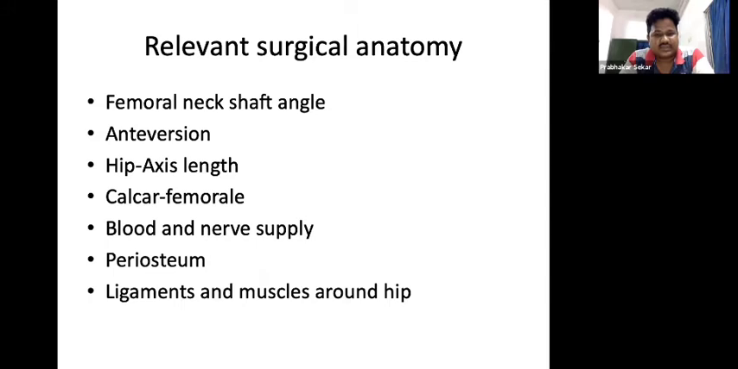So some basic surgical anatomy before going to the non-union. First, I'm moving on to the femoral neck shaft angle, anteversion, hip axis length. These are some ideal landmarks you should know. Then calcar femorale, blood supply, periosteum and ligaments and muscles around the hip.